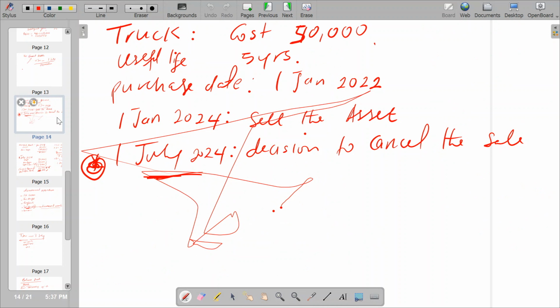Here we're looking at when we decide not to sell the assets. So I explained this one, right? I mean, these details. Oh, I didn't explain it.